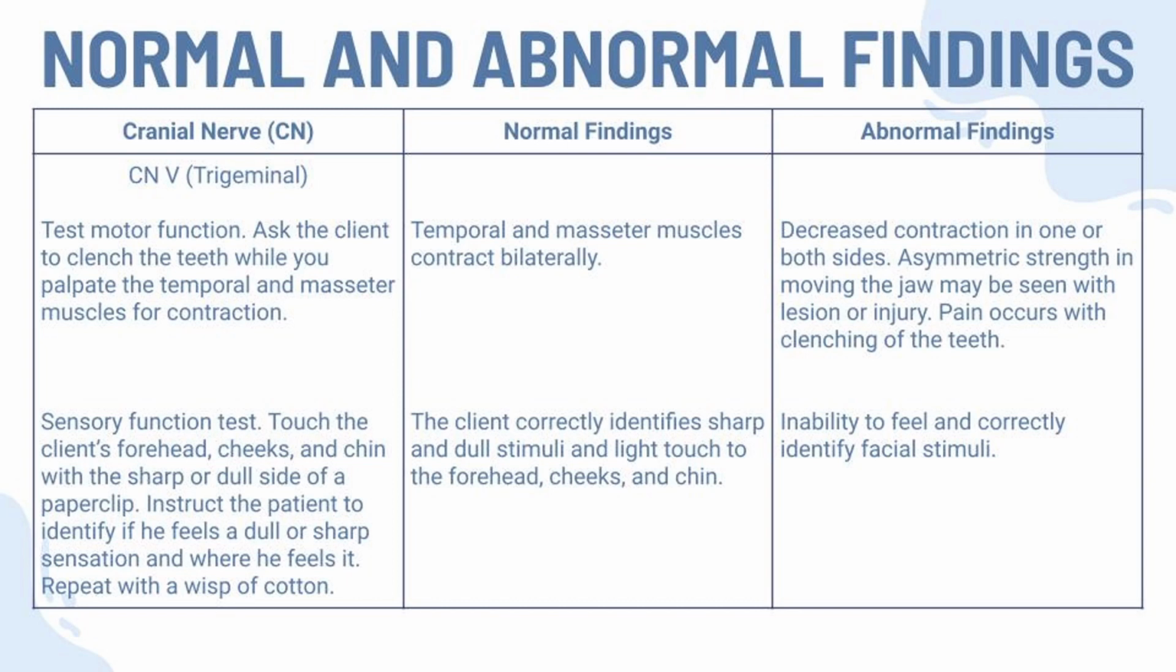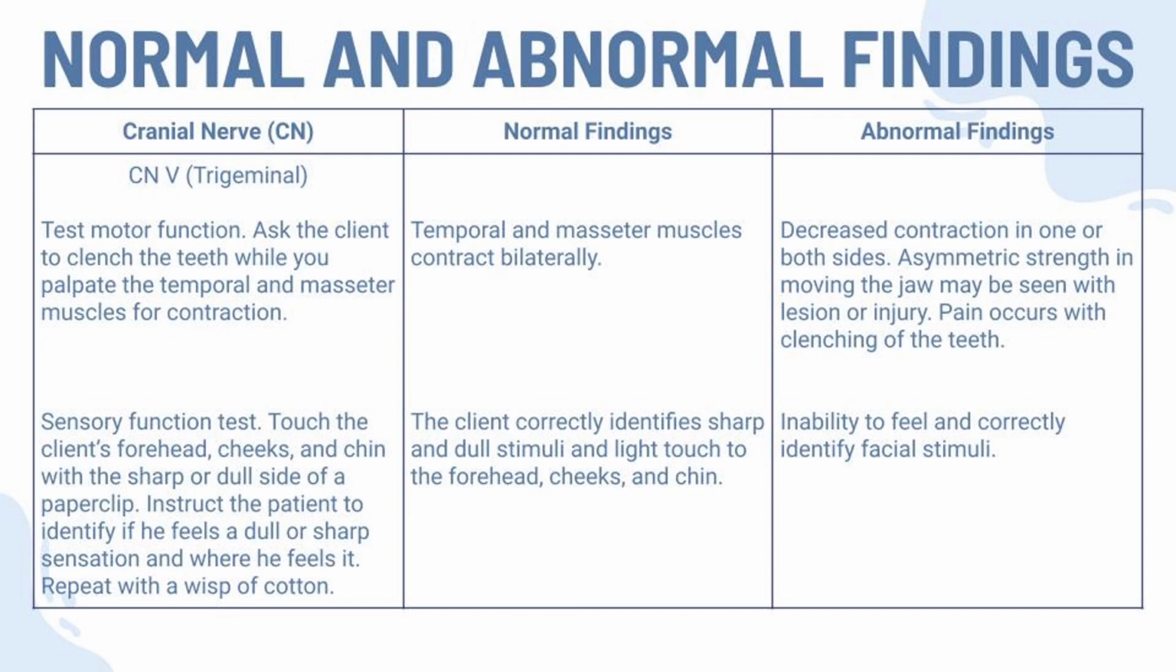The next cranial nerve to assess is CN5 or the trigeminal nerve. So next is to test the motor function. Ask the client to clench the teeth while you palpate the temporal and masseter muscles for contraction.